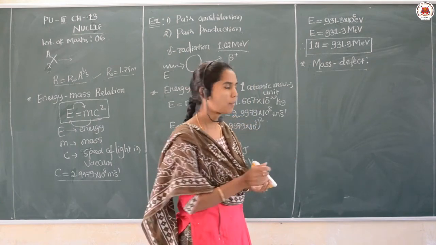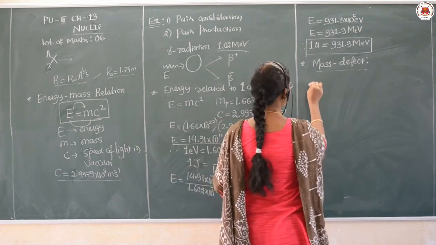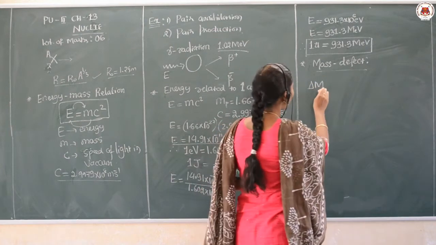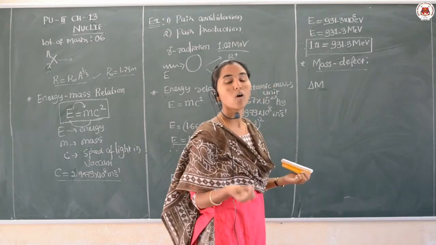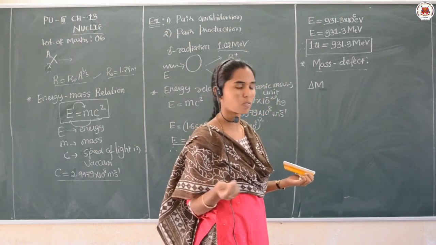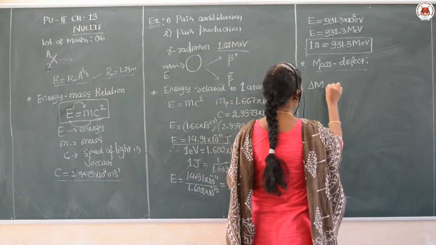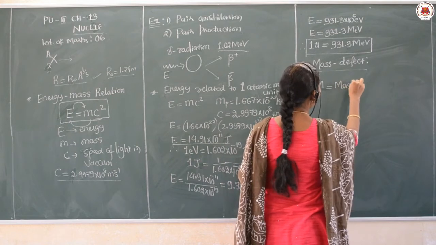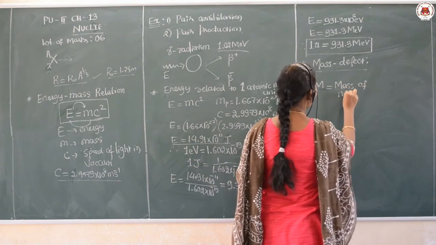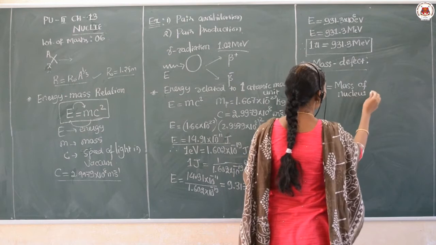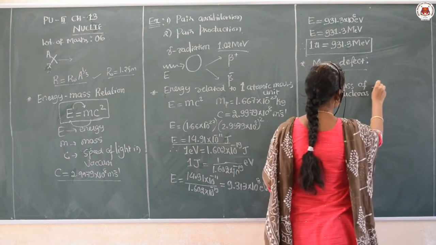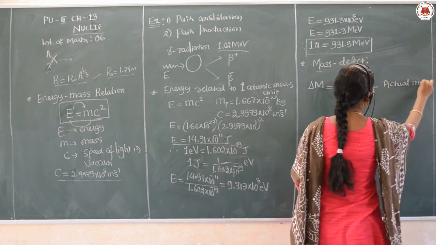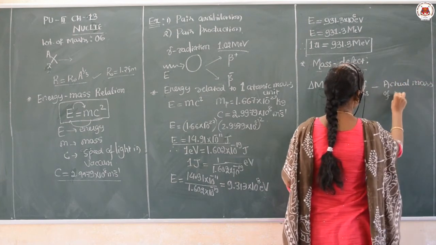What is a mass defect? Mass defect is represented by the letter delta m. Sometimes it may be a capital M or sometimes a small m also. Yes. Then delta m is equal to what? It is the difference between the mass of the nucleons and the actual mass of the nucleus.